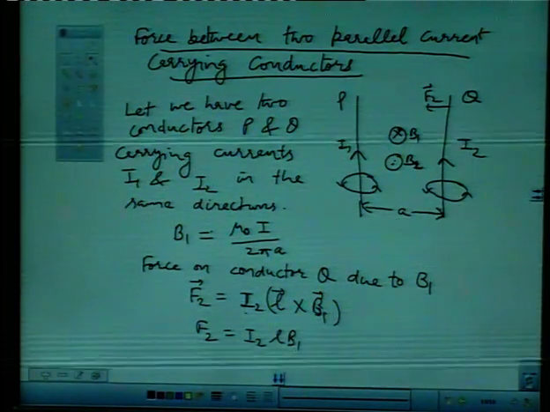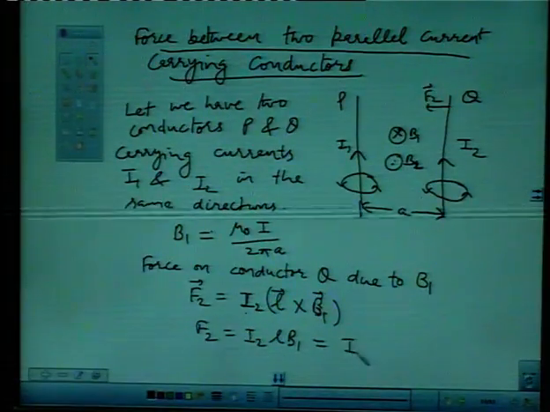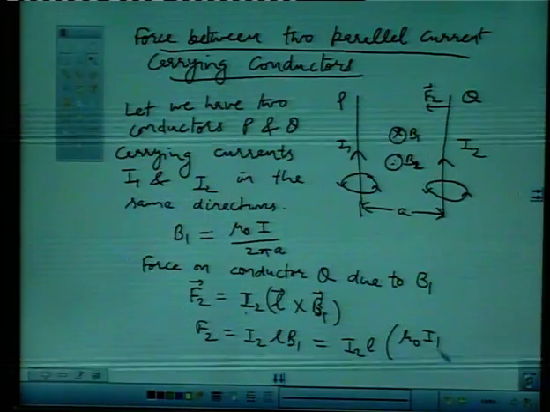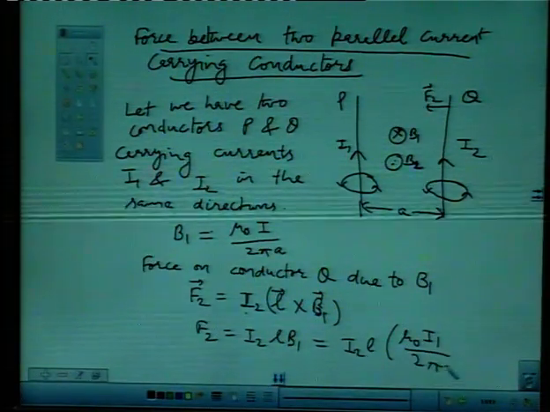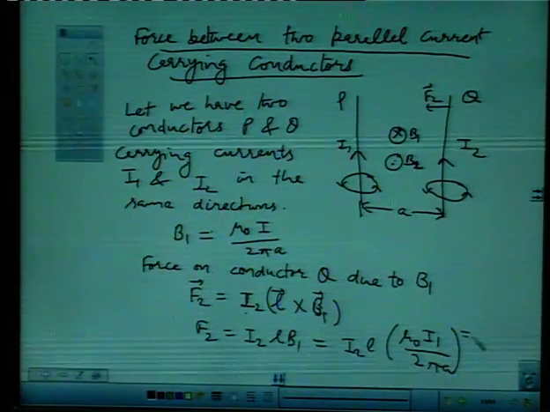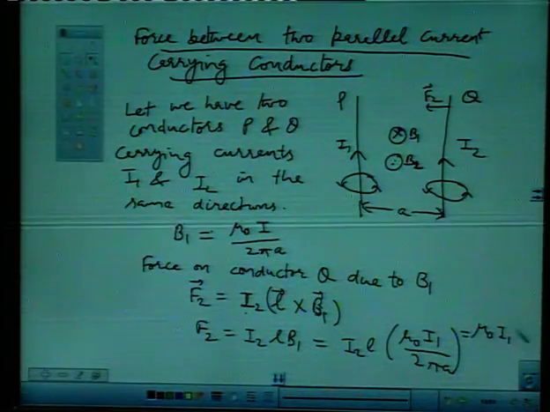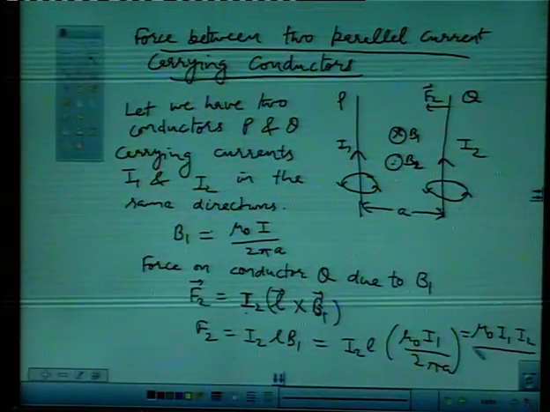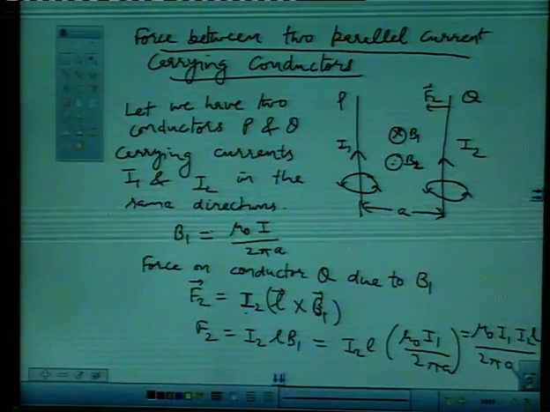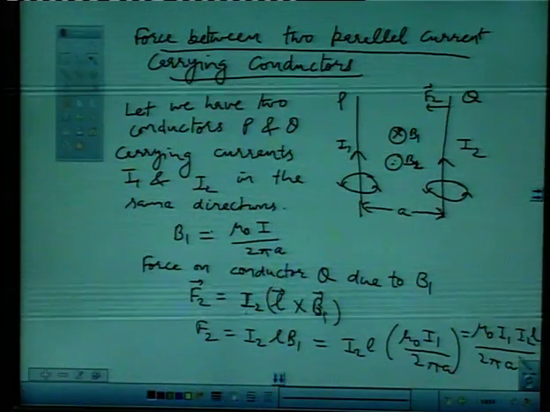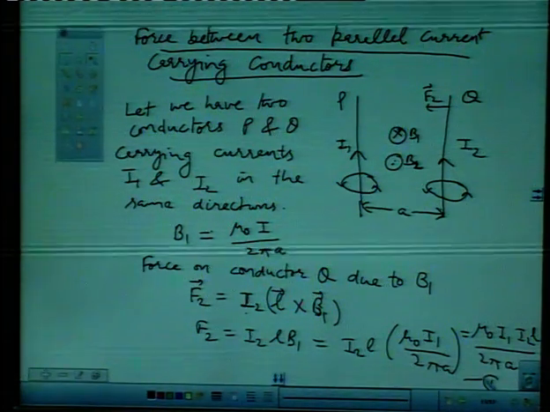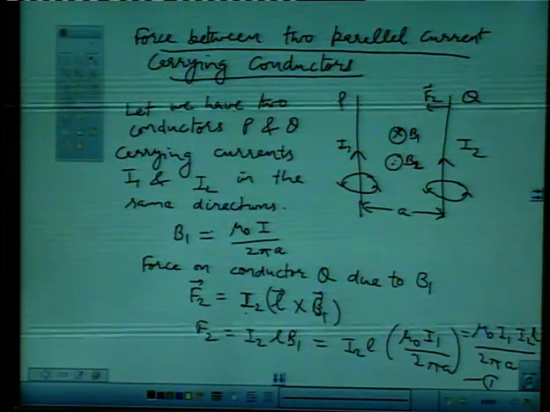Putting the value of B1, we have I2 L mu naught I1 upon 2 pi A. This is equal to mu naught I1 I2 L upon 2 pi A. So this is the force acting on the second conductor, F2.